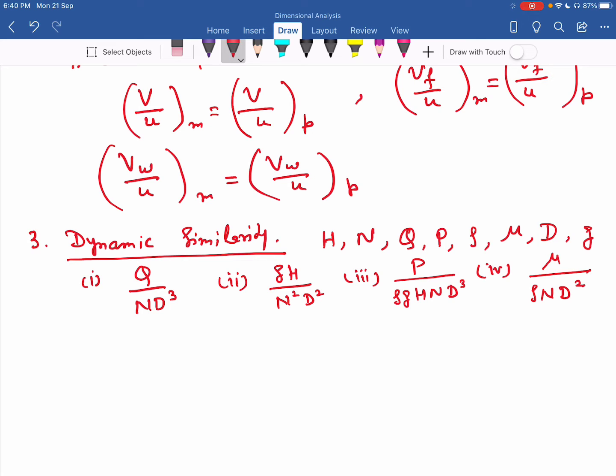Now, in case of pumps and turbines, as the velocity is very high, there is no concept of Reynolds number. So there is no effect of viscosity in the flow. So we can neglect this term in case of turbines and pumps. So the fourth term we can neglect. We are left with term one, term two, and term three.